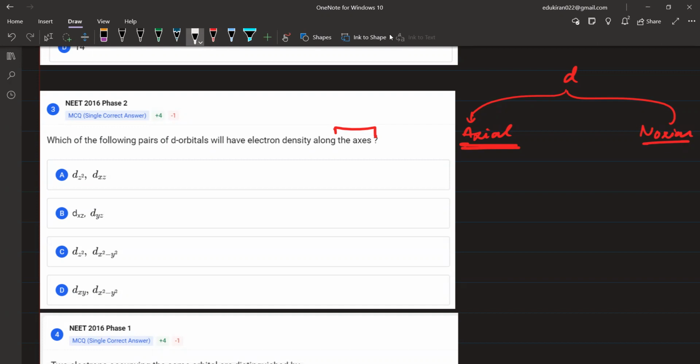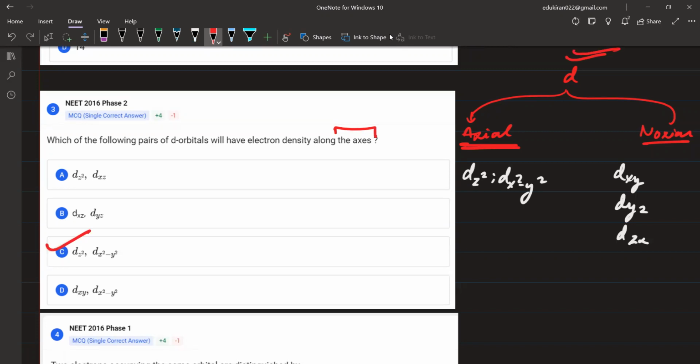Okay, if you are not answering, that means you don't remember. The axial d orbitals are two: dz square and dx square minus y square. It should be called x square minus y square, but it is written as x square minus y square. The non-axial ones are dxy, dyz and dzx. There are 5 d orbitals; which of them are axial? The square ones: dz square and dx square minus y square. That is the C answer. The correct option is C.